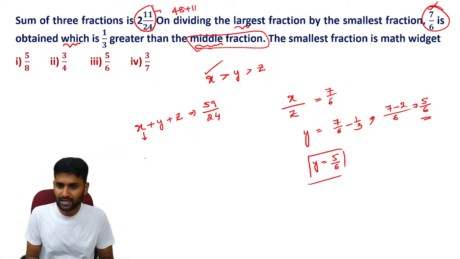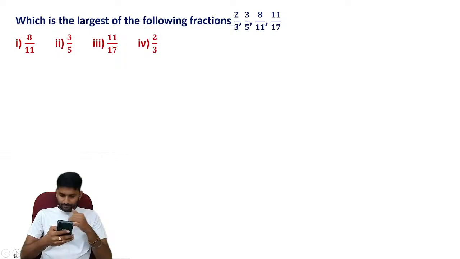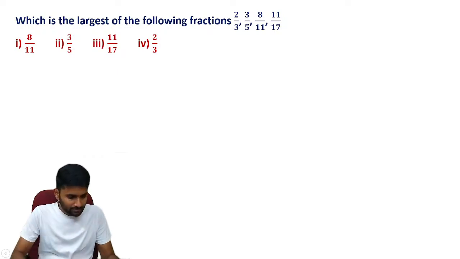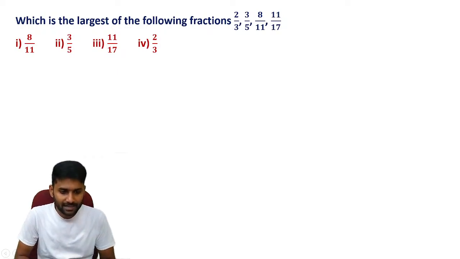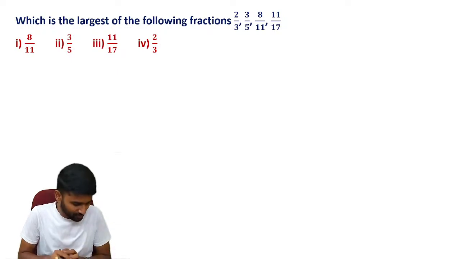Now see here, what about the X value? So can I take X is equal to 7 by 6 of Z, and the middle fraction is 5 by 6, plus Z is equal to 59 by 20. Let's try to solve this question and post your answers in the comment section, guys. I'll check your comments.